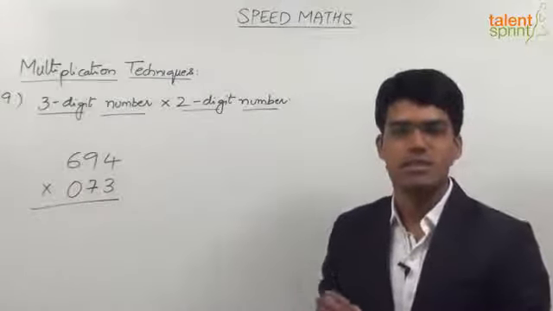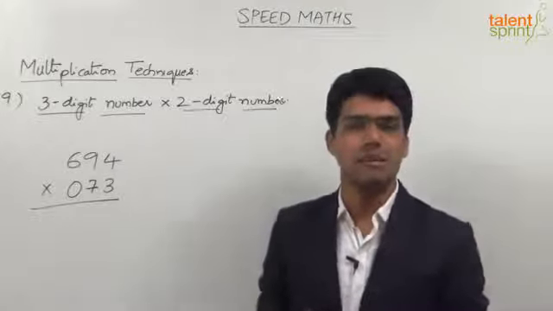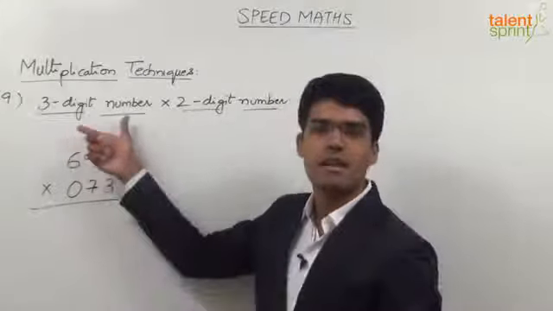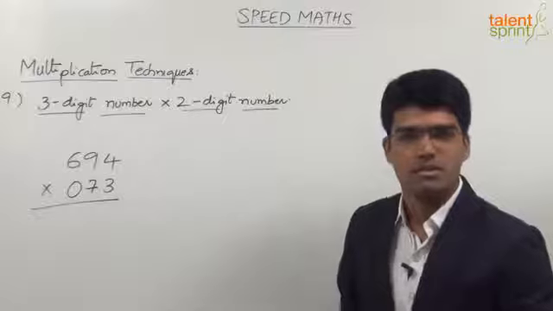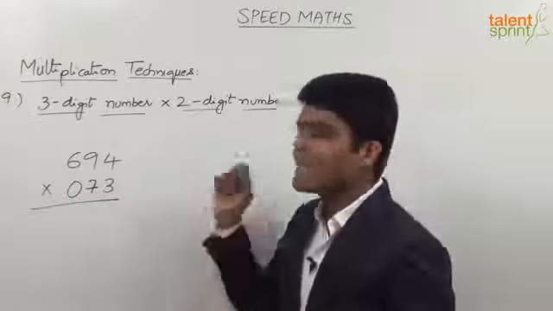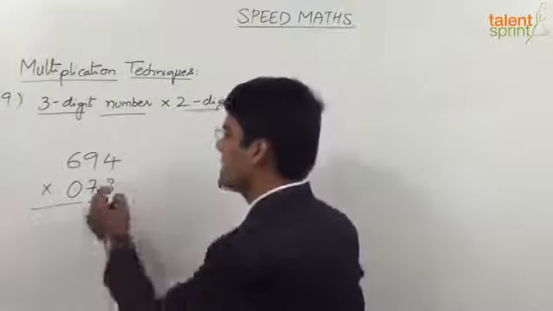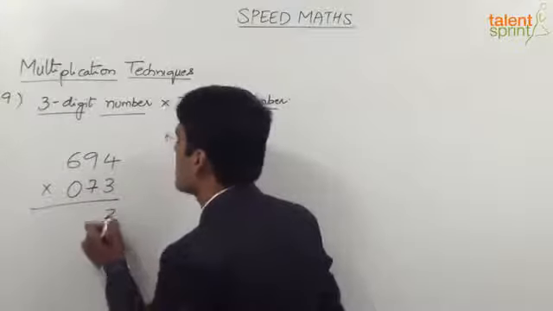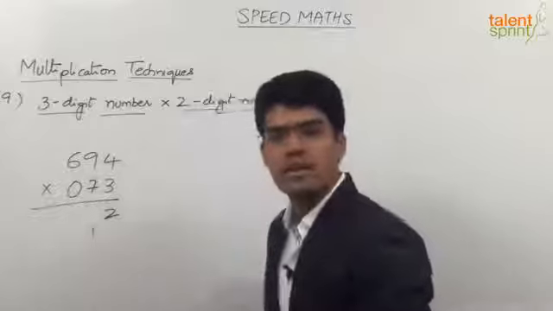So the same procedure that we have learned in case of 3-digit multiplication can be applied for a 3-digit number when multiplied with a 2-digit number by keeping a 0 in front of the 2-digit number. So let's see what's the answer for this question. Now the first step, as we know, is 4 into 3, 12. So 2 is in the answer and 1 gets carried forward.